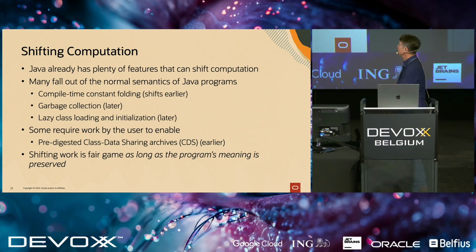So shifting computation is something we already do. It falls out of normal Java semantics, like we have compile time constant folding, like you remember this static field with random. The VM is able to constant fold this because it knows this value will never change, so we can treat it as constant. We have garbage collection, where we say that I want to free this object. Freeing something is not referencing, but the VM is able to decide by itself when it should be freed. It can do this a minute later or an hour later or whatever. We have lazy class loading, and we have some required work by the user, like the current CDS, which we're going to talk about more later. So it's all fair game as long as the program meaning is preserved.